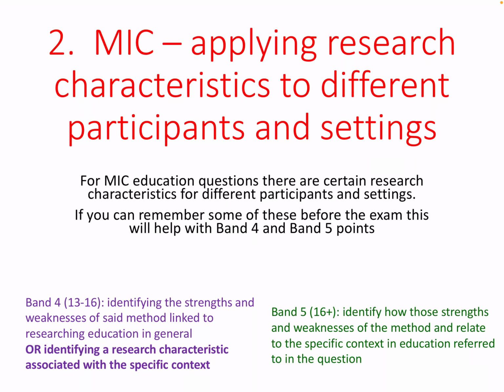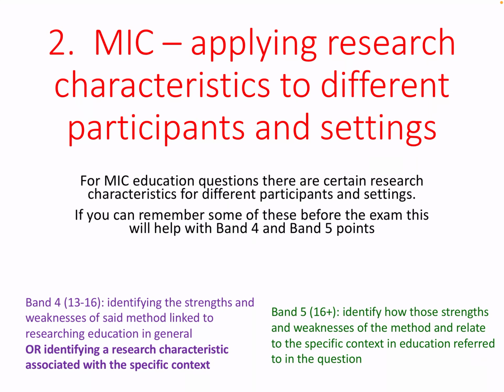So just a reminder, on the left there, the purple, Band 4 is a point that identifies the strengths and weakness of a method linked to researching education in general. Or, this is what we're working on today, identifying a research characteristic associated with the specific context of the question. So that could be investigating teacher labelling, pupil exclusions, impact of subcultures, university attendance, truancy, all sorts of subjects. Those are all contexts.